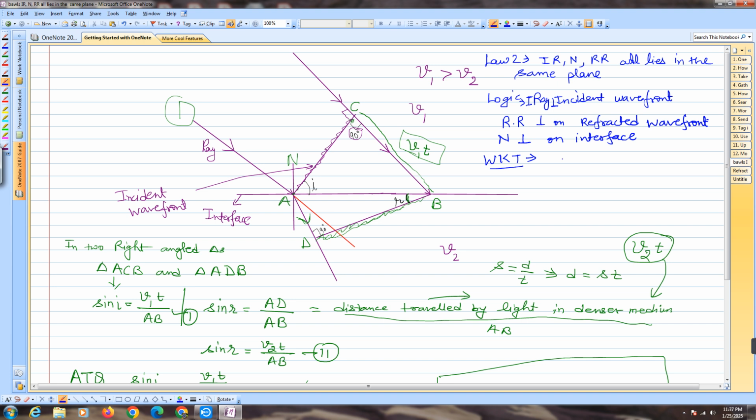We know that these three, incident wavefront, interface, and refracted wavefront, all are perpendicular to the plane of screen, and these three, incident ray, refracted ray, and normal, these three are perpendicular on these three.